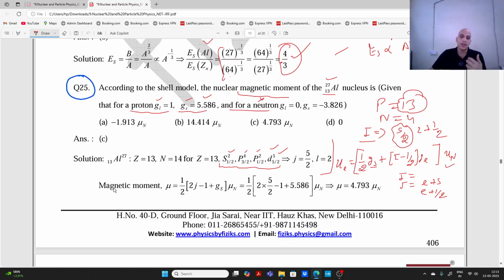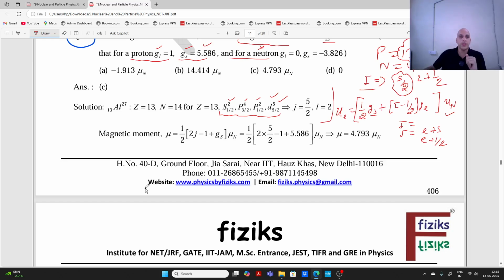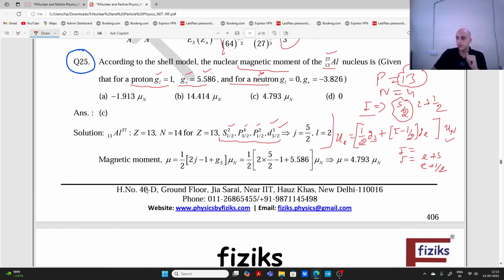Now what is the next thing? I have to put the value of all terms. So if I put the value, then I will get 1/2 into GS, means you can see here 5.586, plus I means 5/2 minus 1/2. So 5/2 minus 1/2 it is 2, right? Into ZL, and ZL is equal to 1 for a proton. So no need to worry. So multiplied by whole term, mu n, nuclear magneton.